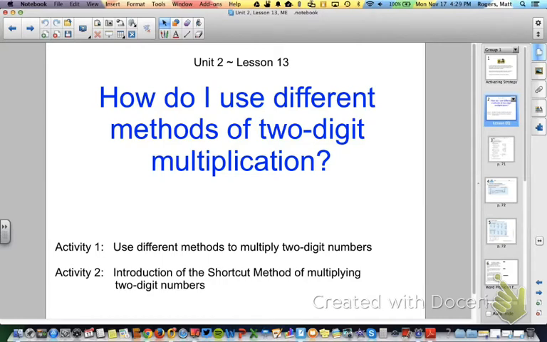Today we're here to talk about Unit 2, Lesson 13. This focuses on how do I use different methods of two-digit multiplication. Over the last few days we spent most of our time looking at how to multiply two-digit by two-digit numbers using our area model, and we'll continue to use our area model, but we're also going to look at some of the other methods for multiplying.